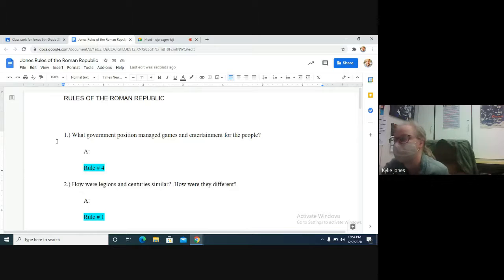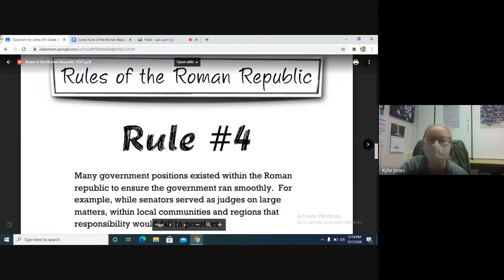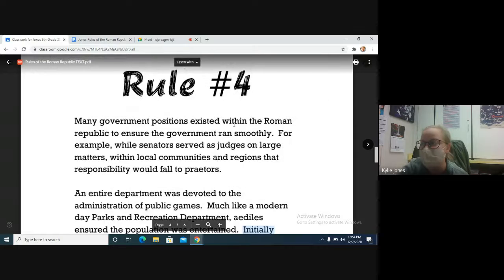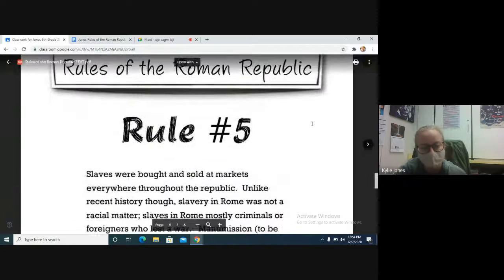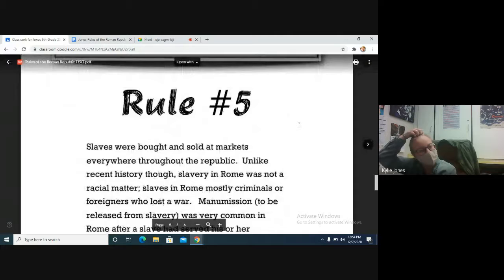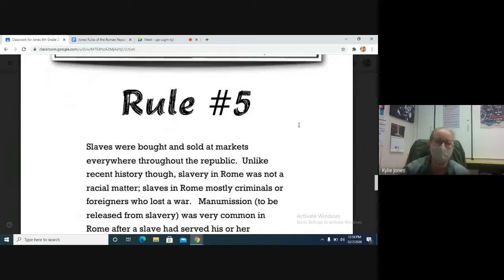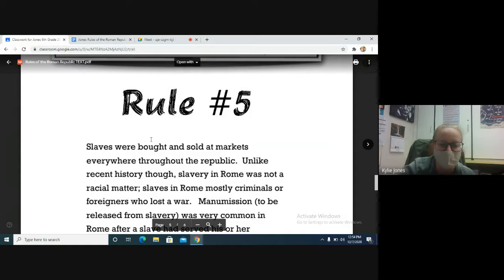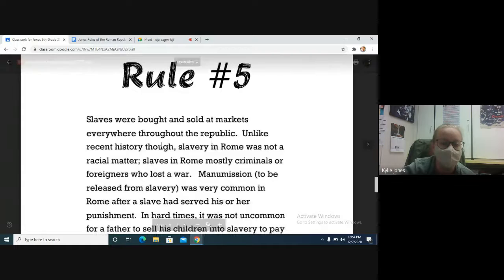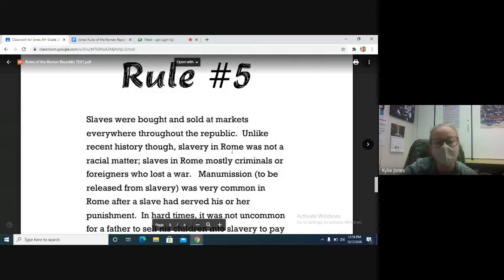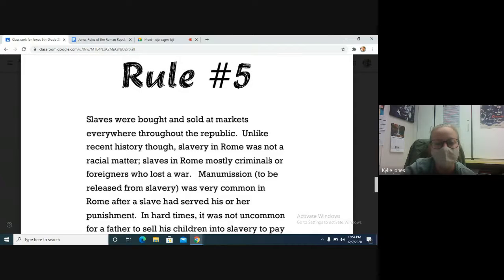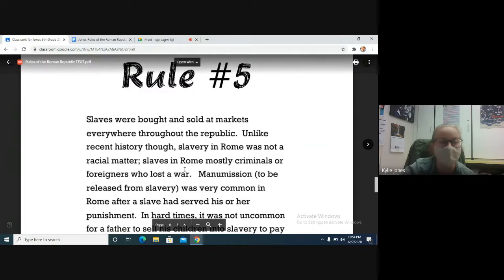7 and 1. Let's go read rule number 5. This one is about slaves. It says, slaves were bought and sold at markets everywhere throughout the Republic. Unlike recent history, though, slavery in Rome was not a racial matter. Slaves in Rome were mostly criminals or foreigners who had lost a war.